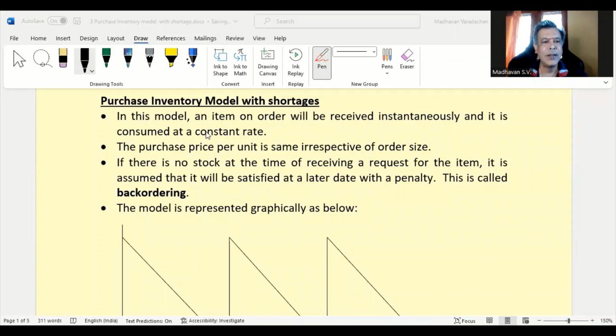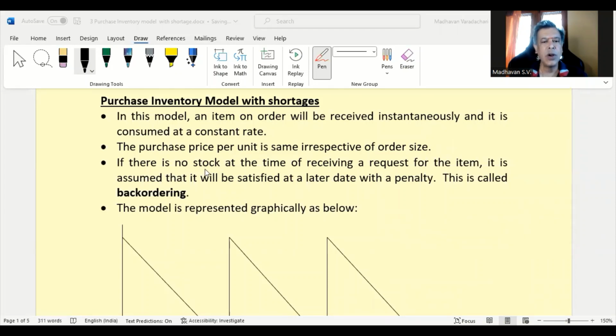In this video, we will understand the purchase inventory model with shortages. In this model, an item on order will be received instantaneously, which means there is no lead time required for receiving the material after placement of the order, and it is consumed at a constant rate, which means the demand will be constant throughout the year. The purchase price per unit is the same irrespective of order size. These are some of the assumptions considered in this model.